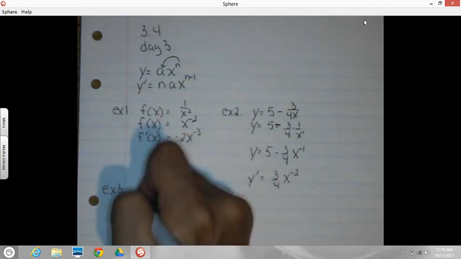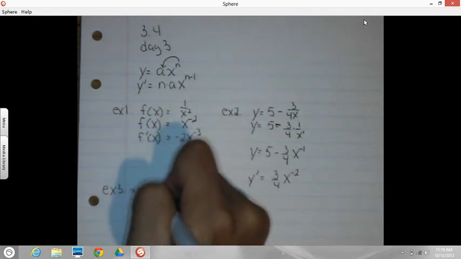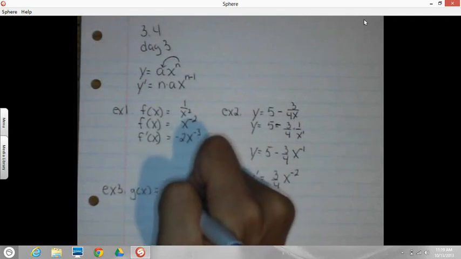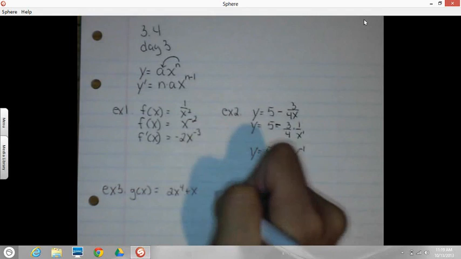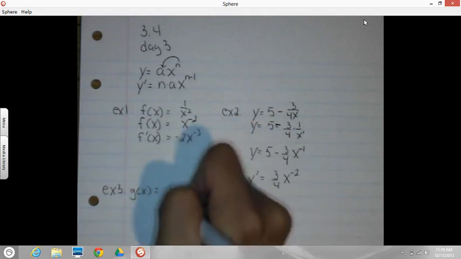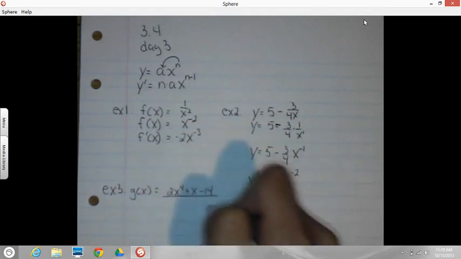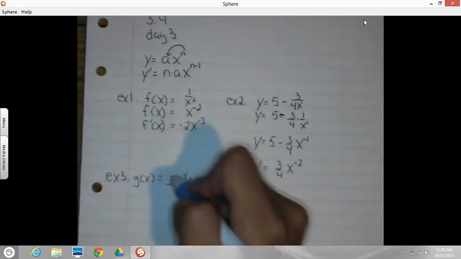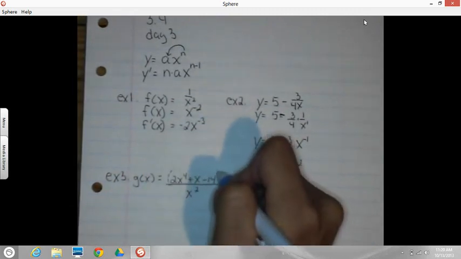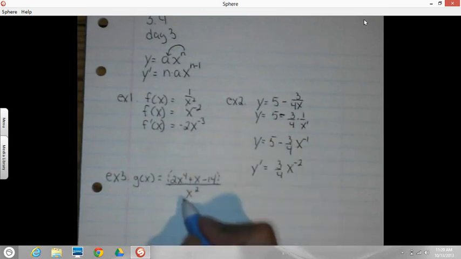And let's go g of x equals 2x to the 4th plus x minus 14 all over x squared. Okay, again, we can't have this x down in the bottom here. And what we basically have are parentheses that are kind of hidden. We've got to be able to get rid of those parentheses, and we get rid of it by distributing this x squared into all of them.